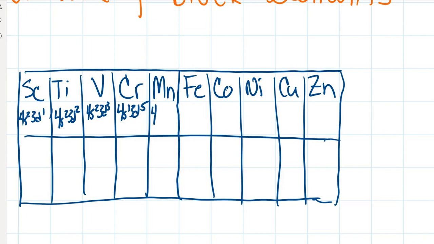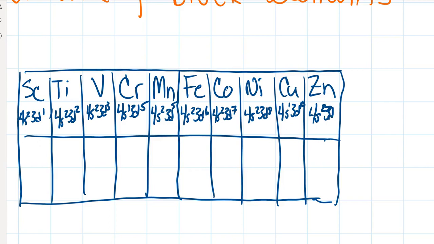And we'll see the same trend, 3d5, this becomes 4s2, 3d6, 4s2, 3d7, 4s2, 3d8, and then when we get to copper, we see that same switch that we saw in chromium. This becomes a 4s1, 3d10, and then zinc becomes a 4s2, 3d10.